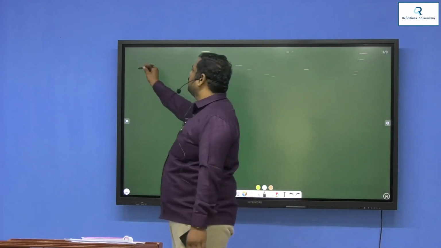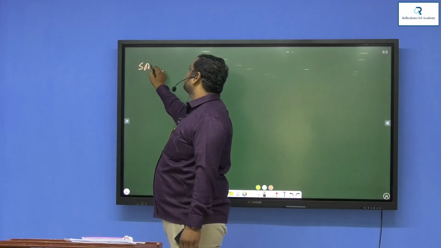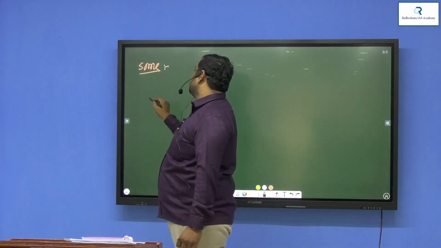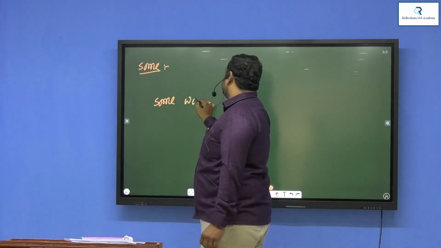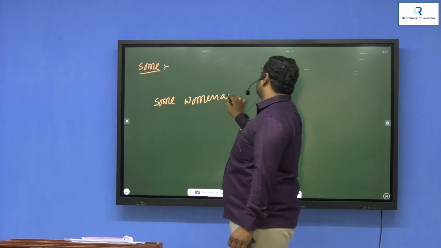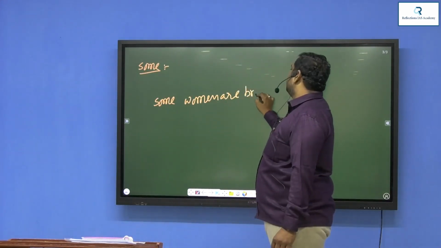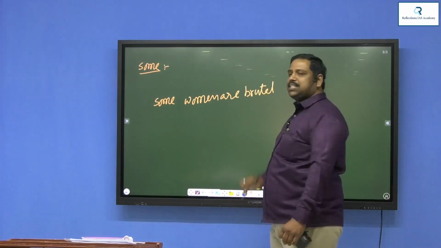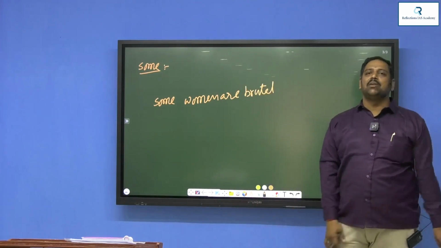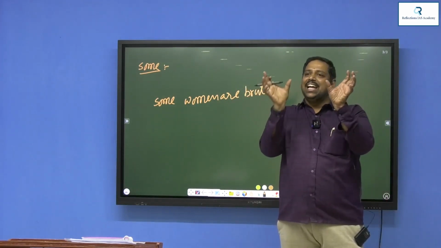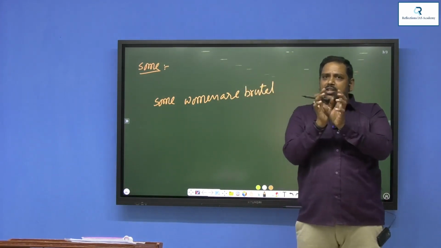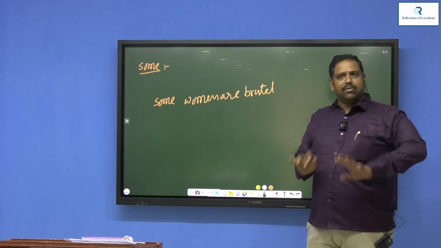Okay. No, all completed. Next one, I'm going with some. Some women are brutal. That's the statement he passed. Okay, two terms are there: women and brutal. These two have a relation or no relation? Yes, they have a relation, right?